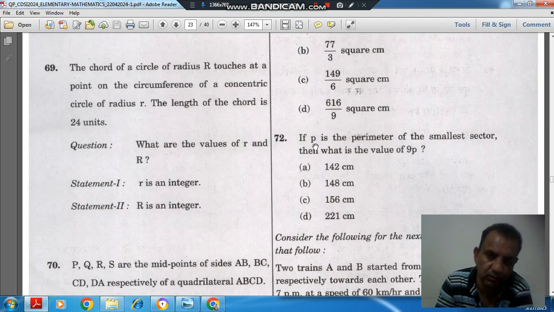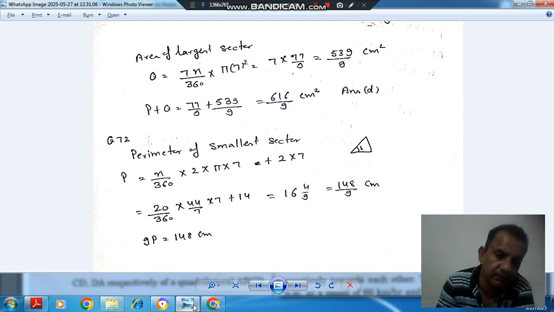And question number 72: if small p is the perimeter of the smallest sector, then what is the value of 9p? Option A 142 centimeter, option B 148 centimeter, option C 156 centimeter, and option D 221 centimeter.